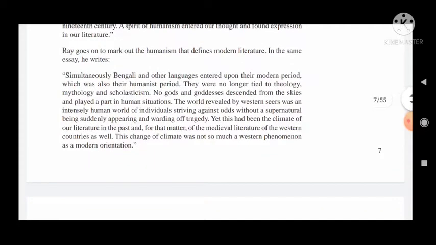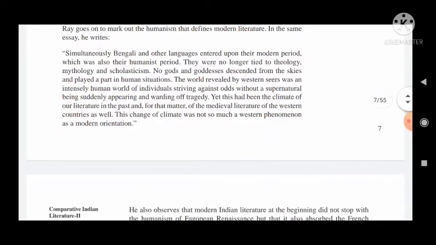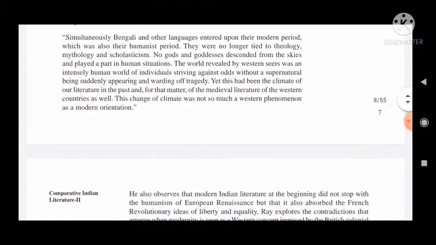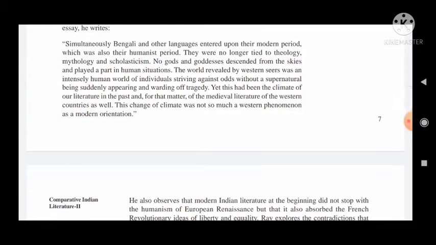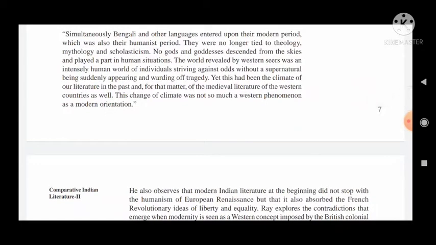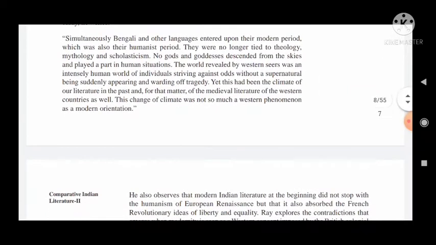Ray goes on to mark out the humanism that defines modern literature. In the same essay he writes, simultaneously Bengali and other languages entered upon their modern period, which was also their humanist period. They were no longer tied to theology, mythology and scholasticism.